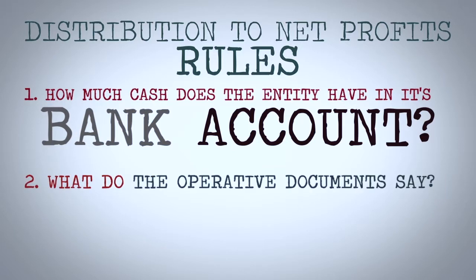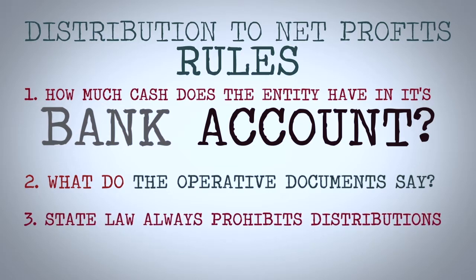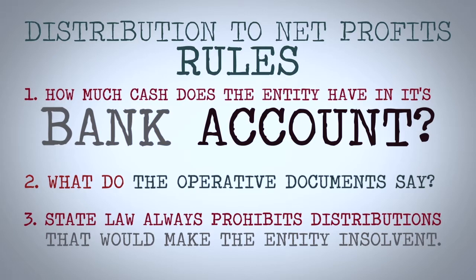Second, what do the operative documents say? What does the shareholder agreement say for a corporation, or the operating agreement for an LLC? Are there mandatory distributions? Are there tax distributions? Is there some kind of preferred return? So you have to look to that. And then finally, there's an overlay of state law. State law always prohibits distributions that would make the entity insolvent. That is, to the extent that it would make your liabilities exceed your assets. That's always a limitation on your distribution of net profit.